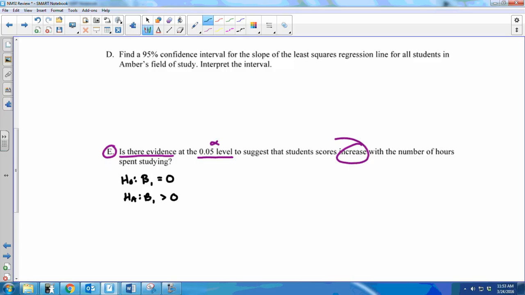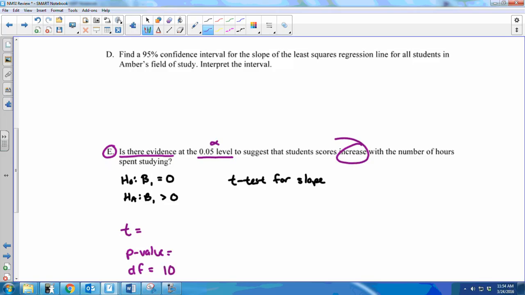In the actual prompt on the previous page, it says assume all the conditions have been met. Okay, so we don't have to check any conditions. So the conditions have been met, so we can do a t-test for slope. You need 3 numbers. T, the p-value, and it would be nice to write down the degrees of freedom. There were 12 students sampled. So what are the degrees of freedom? 10, because it's n minus 2.